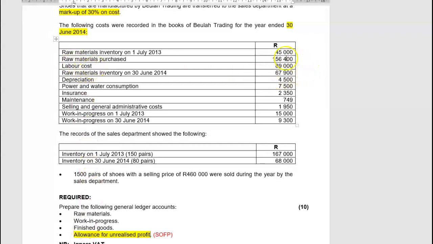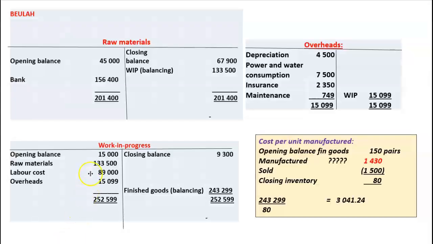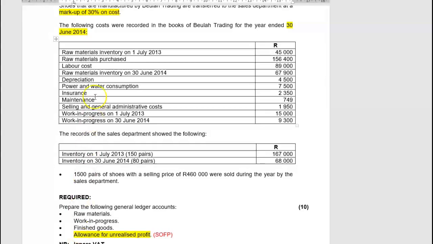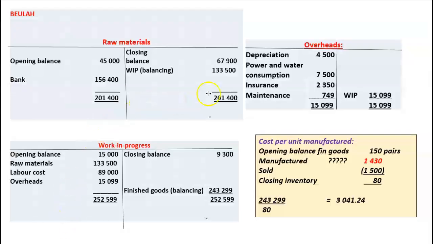Then labour cost was 89,000 Rand. Usually you're going to book it to a direct labour account. They don't ask you for a direct labour account, but at the end of the day, you're going to close off your direct labour account against your work in progress account. So here's our labour cost for the year, 89,000 Rand. Raw materials inventory at the end of the year, 67,900. So we have the closing balance, 67,900, and therefore we can work out our balancing figure.